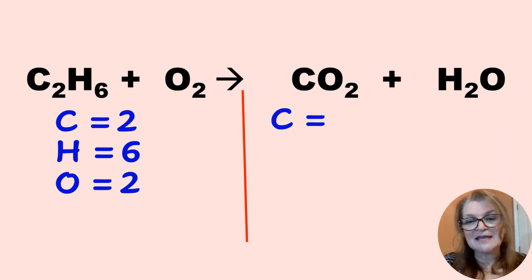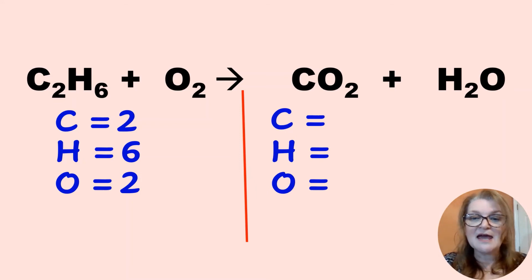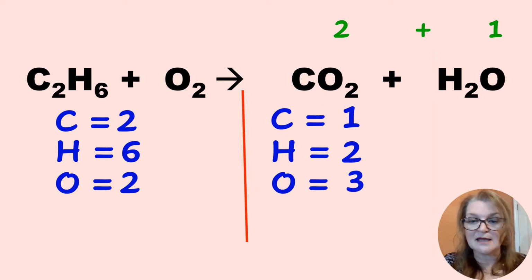I'm going to make that same order of letters on my inventory on the product side, and I can see that there's 1 carbon, there are 2 hydrogen, and here we have the oxygen split between 2 molecules. There's 2 oxygen in the carbon dioxide, and there's 1 oxygen in the water. So altogether on this product side, we have 3 oxygen. All right, so nothing is balanced.